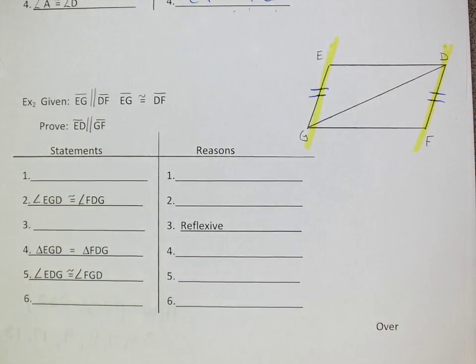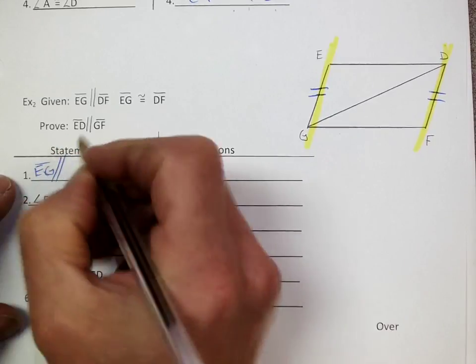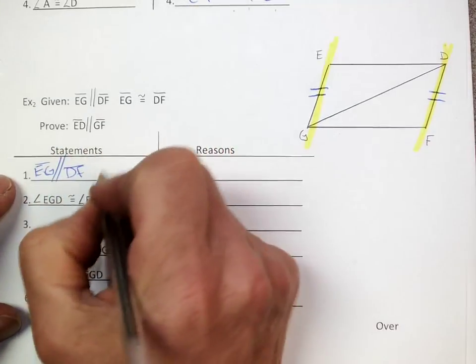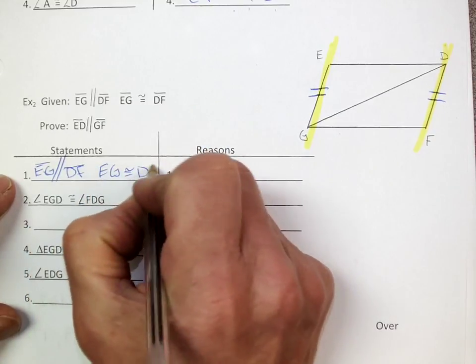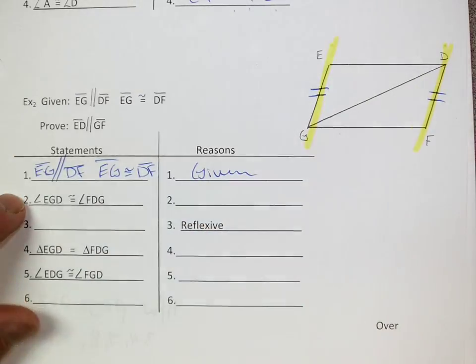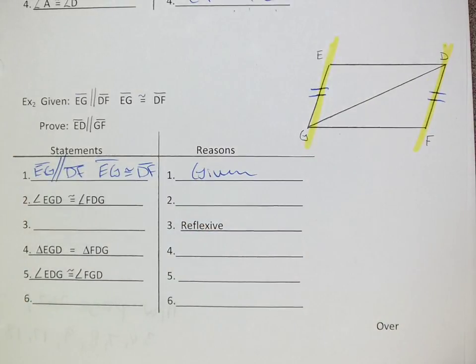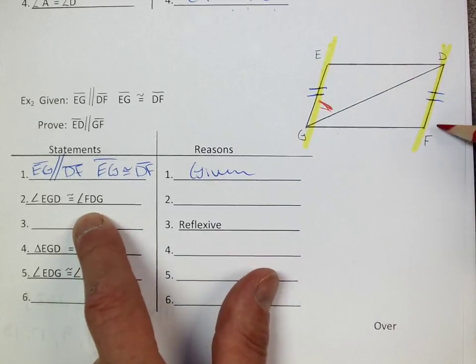Step one, let's put in our given, right? EG parallel to DF, and EG is congruent to DF. Given, right? Alright, step two. EGD, this angle is congruent to angle EDG.